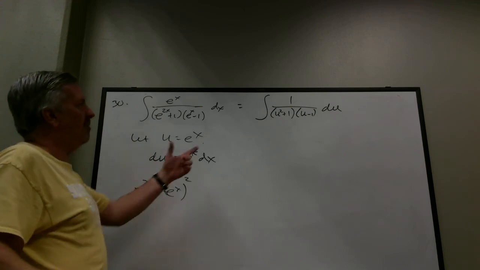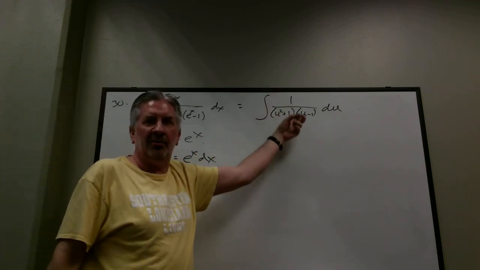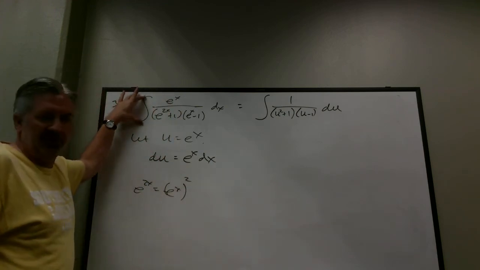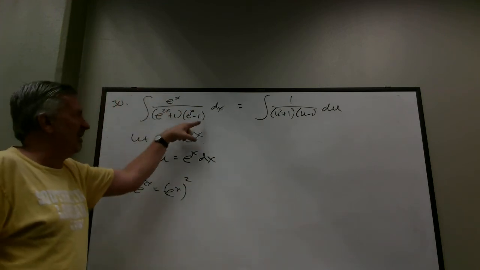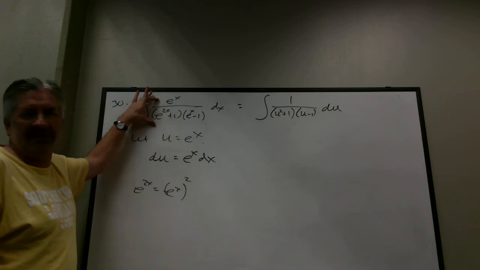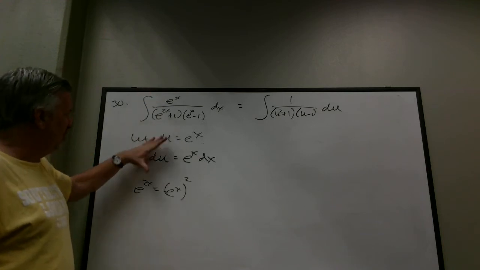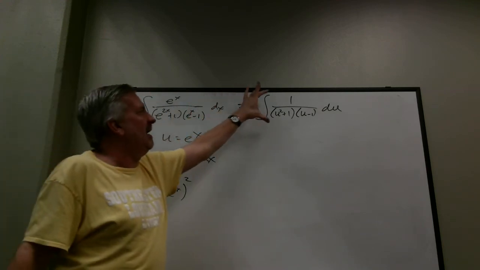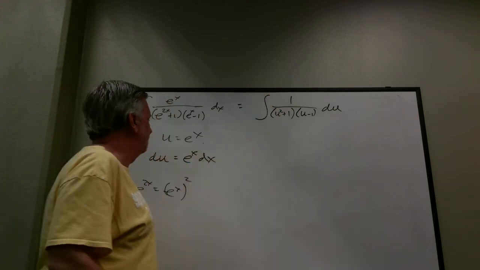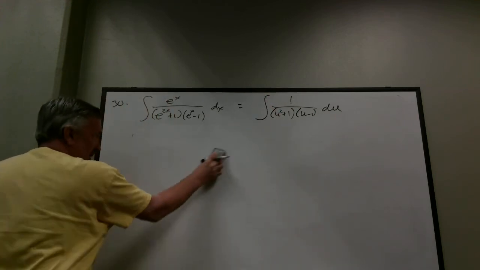Right. And notice what we have here is a rational function, polynomial over polynomial. So this turns out to be a partial fractions problem, but it's hard to recognize in its initial form because that's not a rational function. But once you do this substitution, u is e to the x, it turns into a rational function. Okay? So I'm going to get rid of that and we'll continue from here.